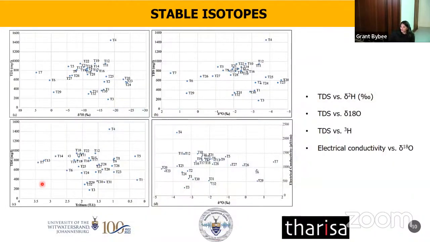With our stable isotopes, we plotted it against our total dissolved solids, which is our TDS. And what we noticed is that there was a correlation between our total dissolved solids and our isotopes. We noticed that the more enriched our isotopes were, the heavier or the more TDS they had in the samples, meaning that they were more polluted or contained heavier isotope values.